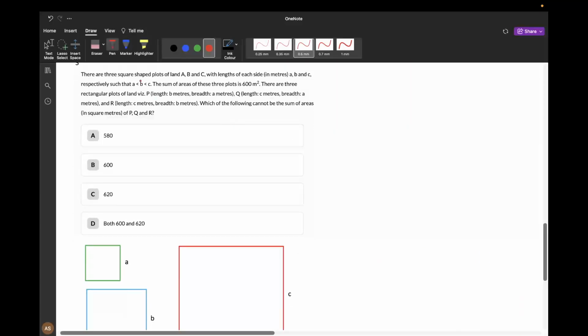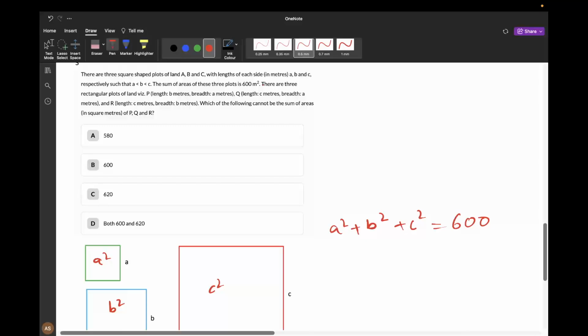There are three square-shaped plots of land A, B, and C. I've drawn it for you here, with lengths of each side in meters A, B, and C respectively, such that A is smaller than B is smaller than C. The sum of the areas of these three plots is 600 meters square. So basically, this is A square, the area, this is B square, this is C square, and the sum of these three is 600 meters square.